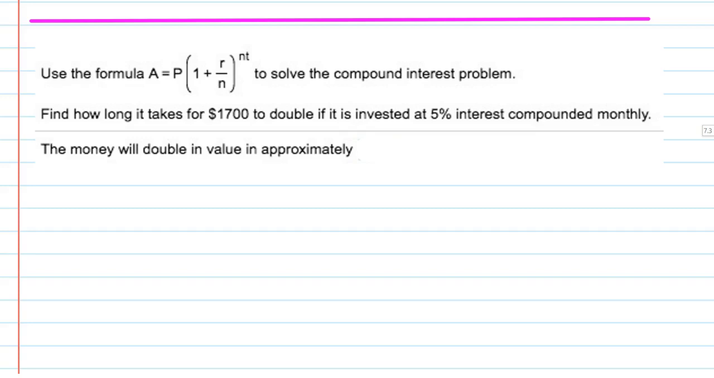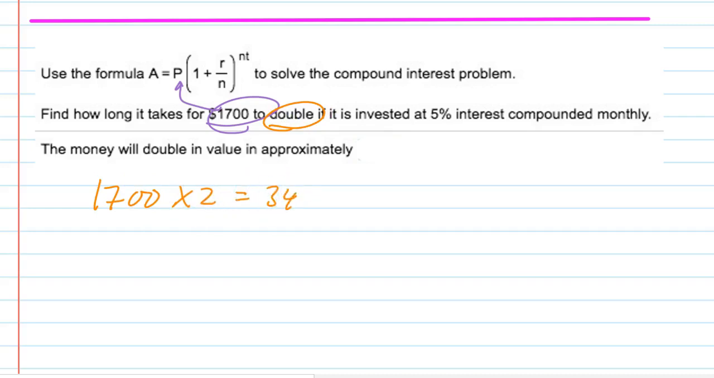Now, like most of our log problems, we have a word problem. They're nice here, they give you which formula to use, and it says solve the compound interest problem. It says find how long it takes for $1,700, which is going to be my initial amount, or my principal, to double. That's going to be our final amount. Well, what is 1,700 doubled? 1,700 times 2 is equal to 3,400. So that means my final amount is going to be 3,400.